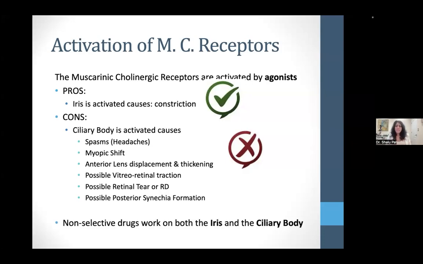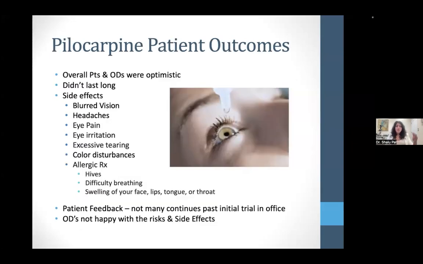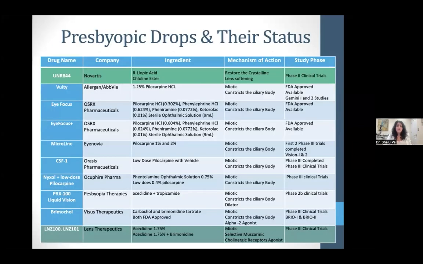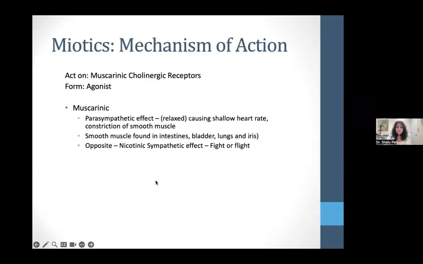All of those medications that we talked about were non-selective. They don't differentiate between the iris and the ciliary body. They work on both of them. So when we think about this grid here, so many of these are pilocarpine, right? Different variations of pilocarpine. And let's jump ahead.